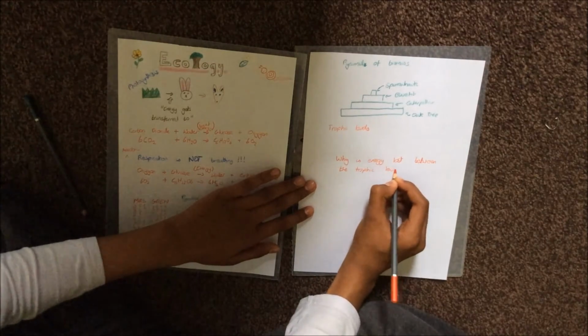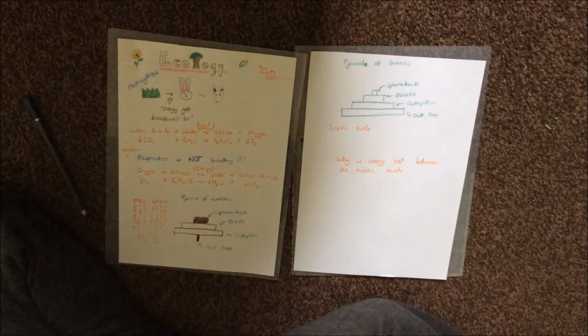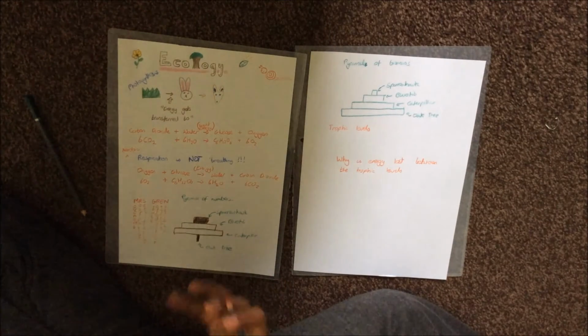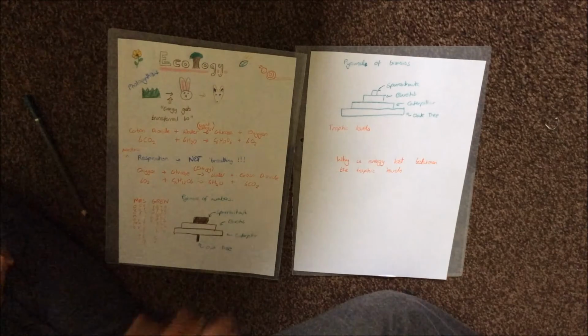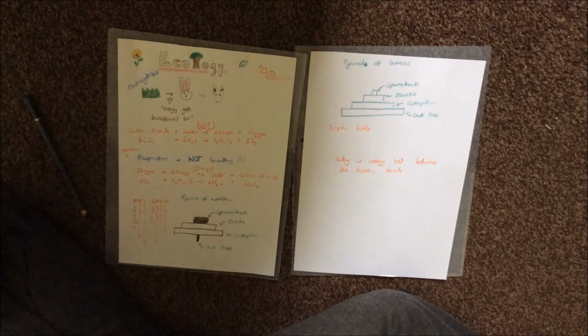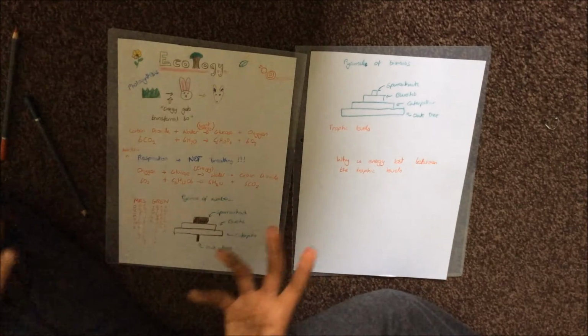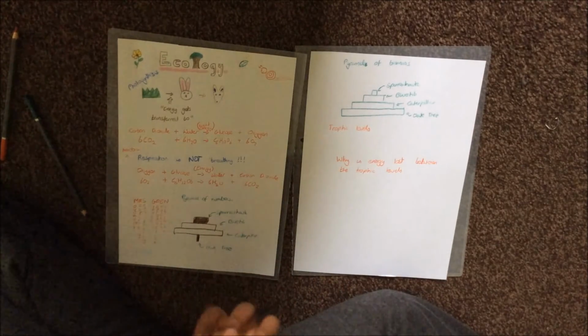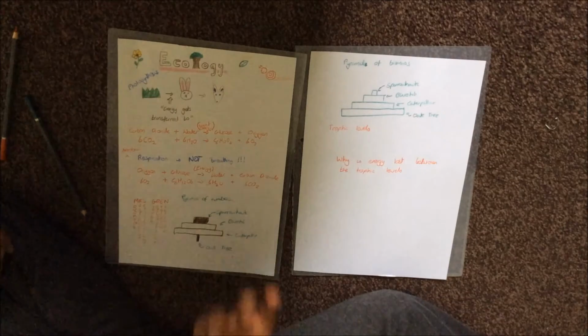And the answer to this is that energy is lost between the trophic levels because organisms use some of the energy that's been transferred to them before they're killed and eaten. So this rabbit will use up some of its energy. As I said, it can be stored or used, and it will use up some of its energy before it gets eaten by the fox.